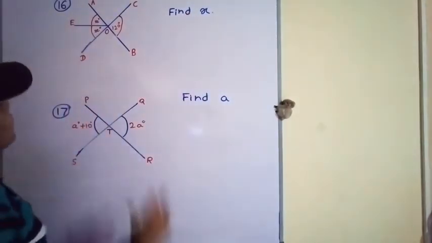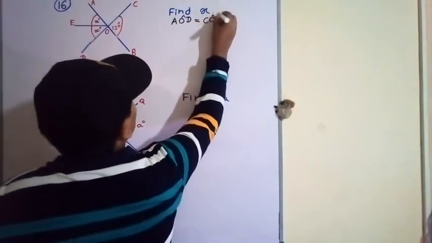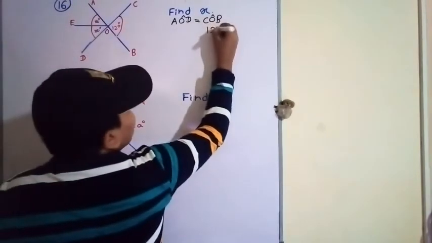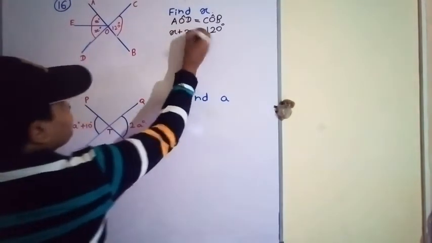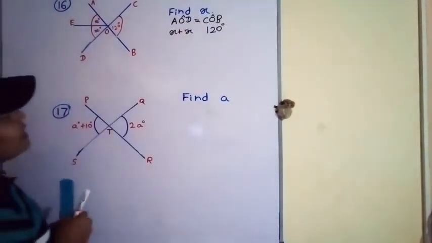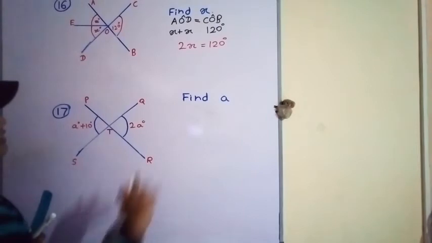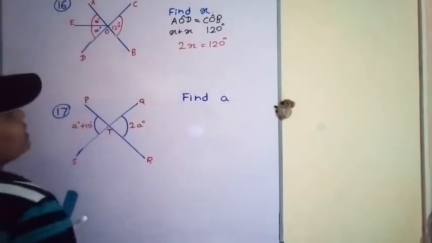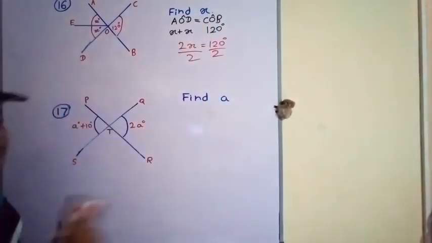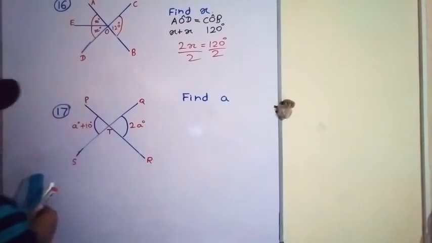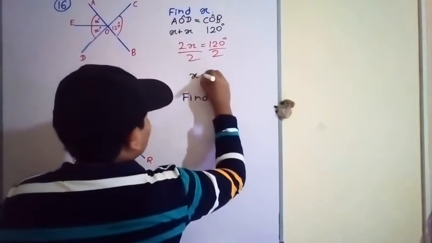Now you look, AOD is vertical to COB, right? COB means 120 degrees and AOD means x plus x. Now let's find the method. X plus x means 2x is 120. These are vertically opposite, AOD and COB. Now you want to divide by 2 because of the 2x. Now you have the answer, x is 60. X is 60.